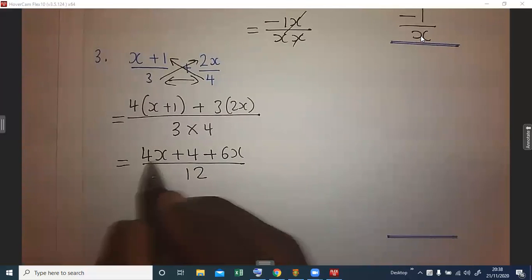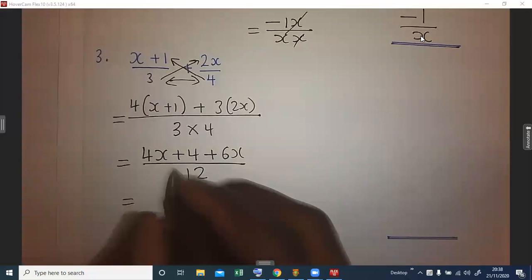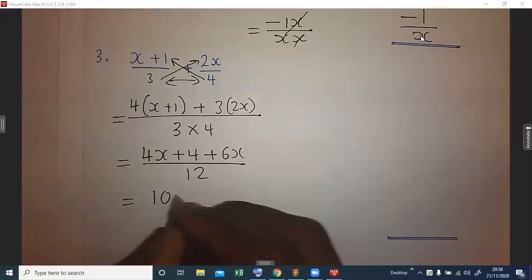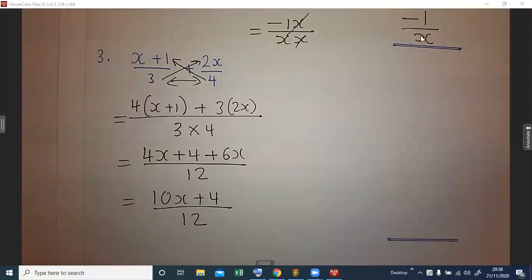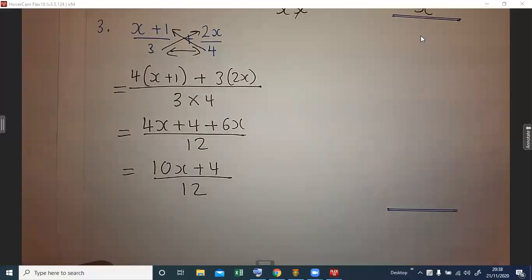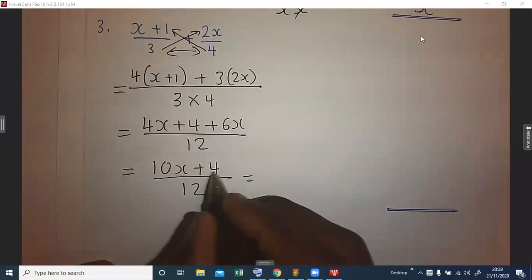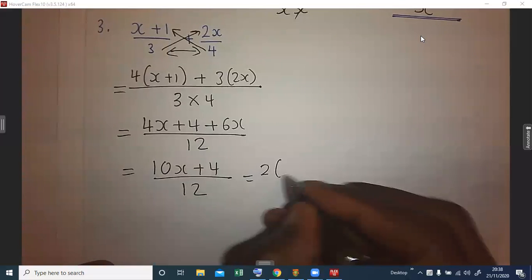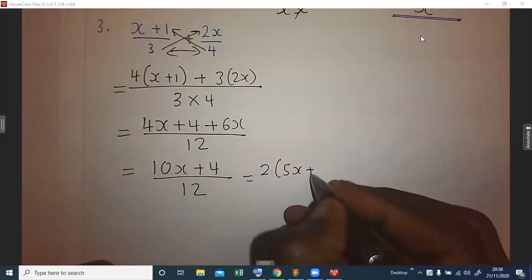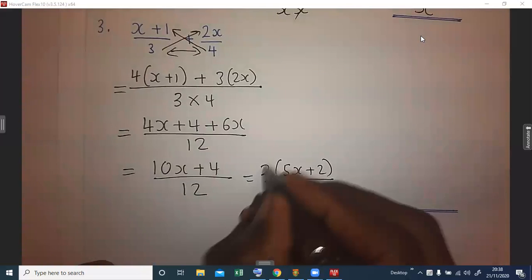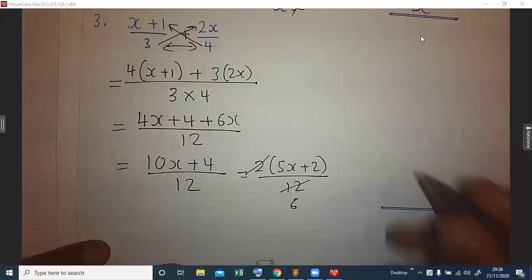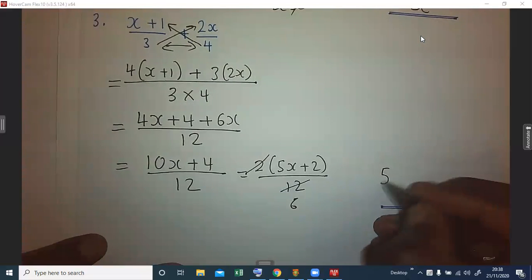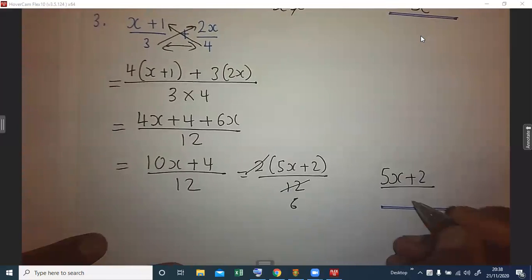So when you collect like terms up, we will get 10x plus 4 over 12. To make it better, we can further simplify, because if we look at the question, up we have a common value that is 2, and down is 12. So these two can simplify with 12, and we get 6. And finally, we can write our final answer as 5x plus 2 over 6.